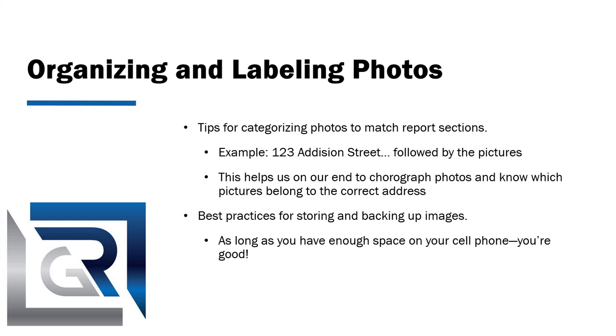So if you have three inspections, right? Let's just say the first inspection is at 123 Addison Street. You're going to send a text, 123 Addison Street, send the text, and then all the photos that belong to 123 Addison Street, send those pictures. Then if you have another inspection, you do the same for that address, followed by the pictures, and so on and so on. This way, we can categorize and segregate, and we know which photos go along with which address.